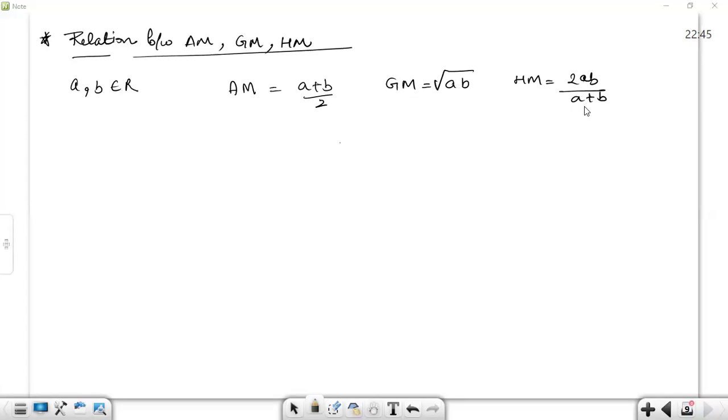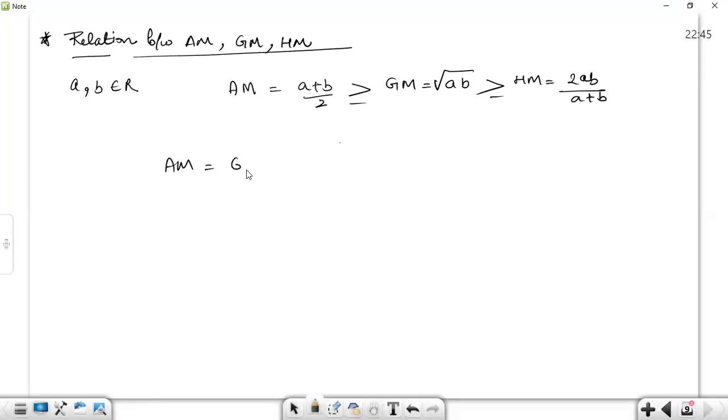So it has been observed that arithmetic mean is always greater than geometric mean, or sometimes equal, and equality exists when A is equal to B. We are going to discuss the equality in a later case; I'll make a different observation. So arithmetic mean is always greater than or sometimes equal to geometric mean. And geometric mean is always greater than or sometimes equal to harmonic mean.